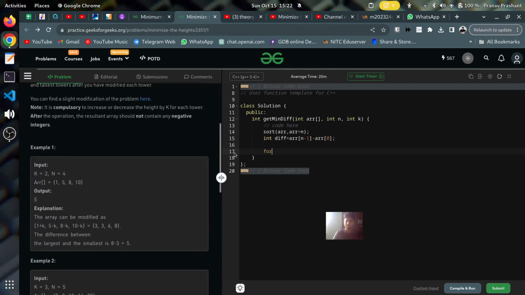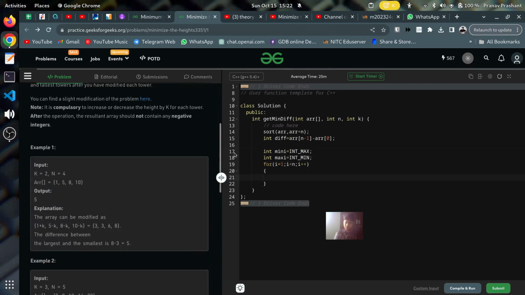Now what we'll do is traverse from 1. I'll tell you why I'm traversing from 1: because I'll do a minus 1. We are doing something like array of I minus 1, so I minus 1 should be a valid index. So that is why. We'll first make two variables, mini, which we initialize with int max, and maxi, which we initialize as int min.